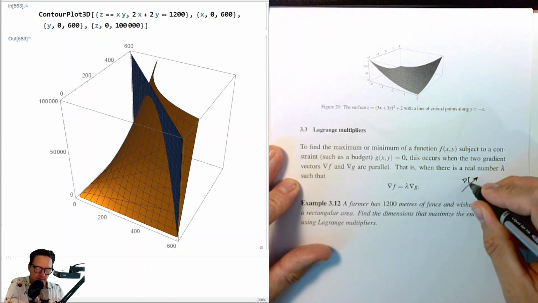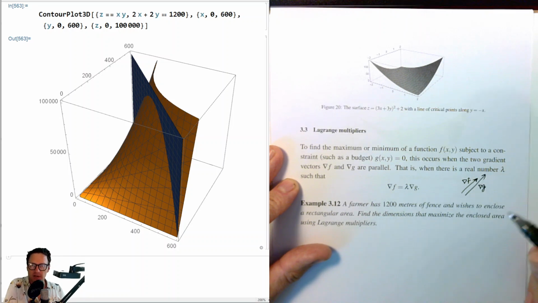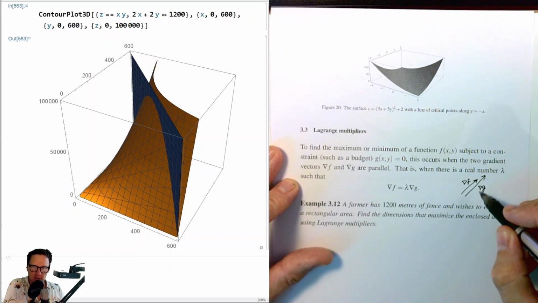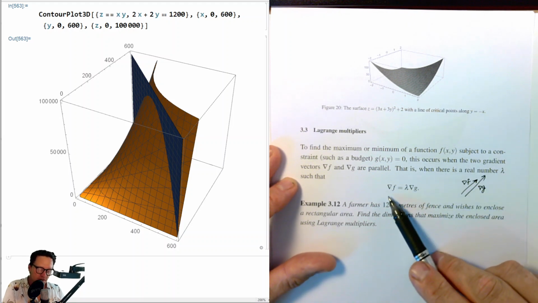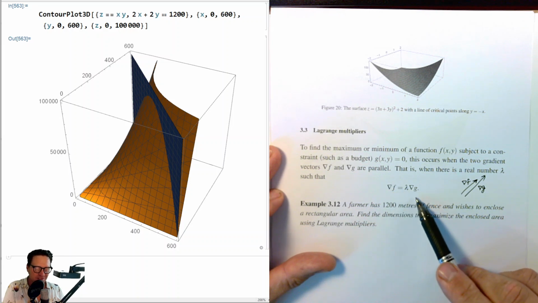Grad f and then grad g. So I'm just drawing two parallel vectors. This occurs when they're parallel. So if they're parallel, then this is a multiple of this. Let that multiple be lambda. So that gives us the equation grad f is equal to lambda times grad g.